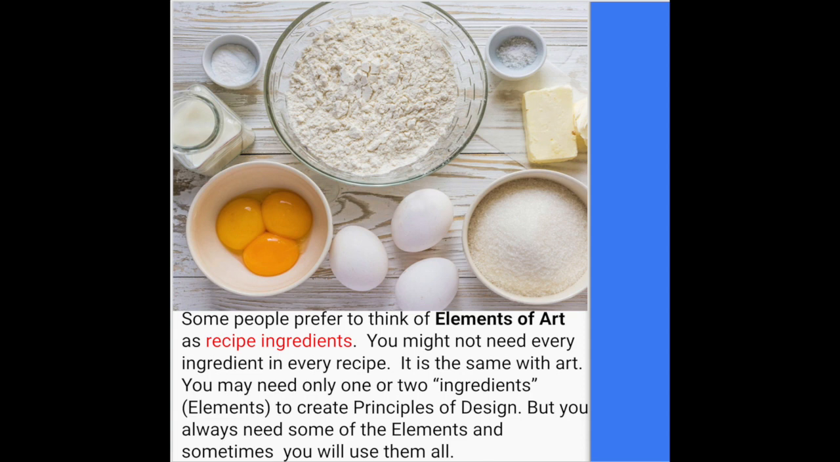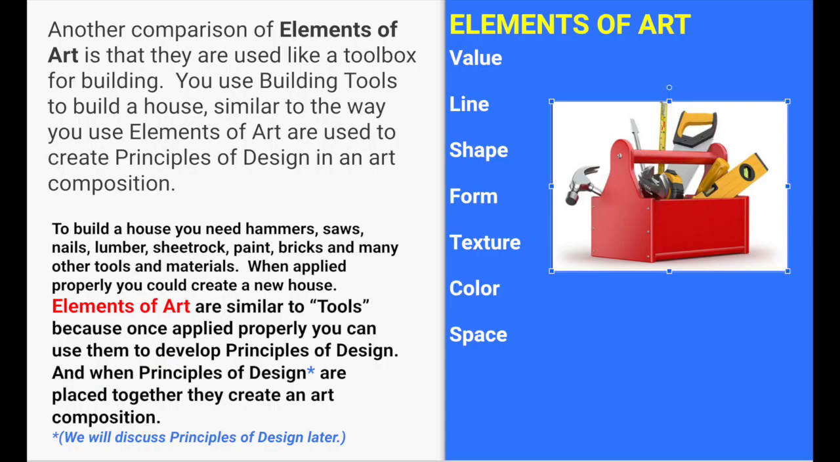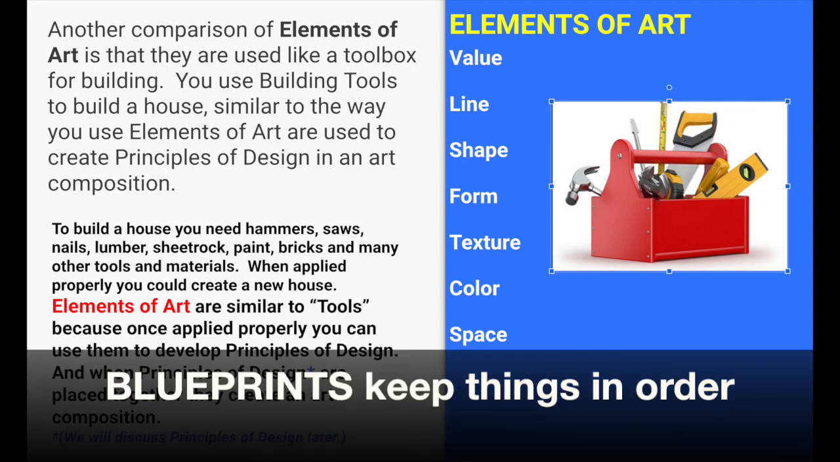But there's a new way that I like to approach teaching the elements of art now, and I prefer to call it your toolbox. The elements of art are similar to tools. It's another comparison. They're used like a toolbox for building. You use building tools to build a house. In a similar way, you use the elements of art to create principles of design. If you were going to build a house, you would need hammers and saws, nails, lumber, sheetrock, paint, bricks, and many other tools and materials, and a plan, which is usually called a blueprint for a house.